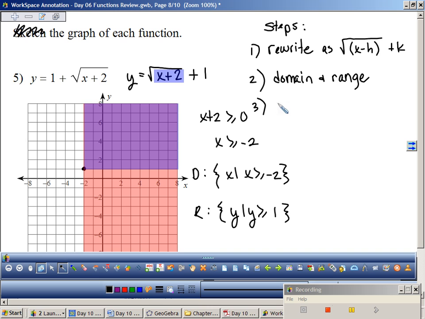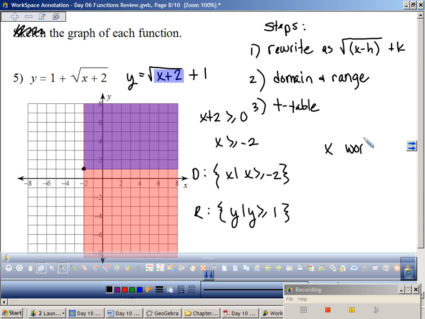Last thing I need to do is a t-table. So x, y. Well, we already have one value. If I put in -2, what do I get? I get 0 plus 1 is 1. -2, 1. How many points do we need? Do you guys remember? I only required you guys to have 4. But 5 is more thorough, but I only required you guys to have 4.